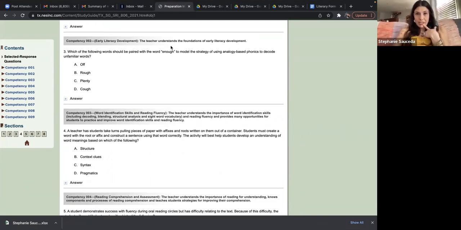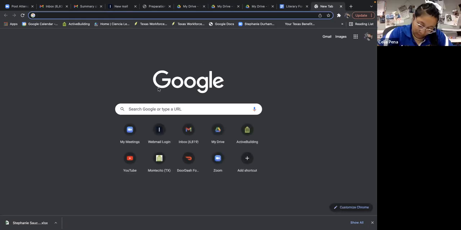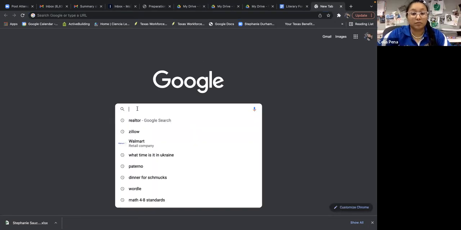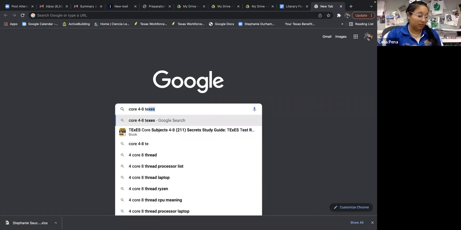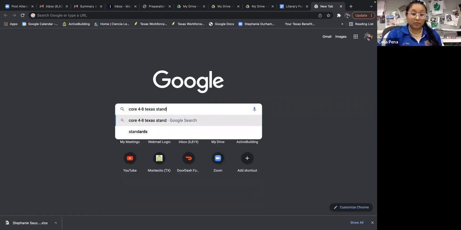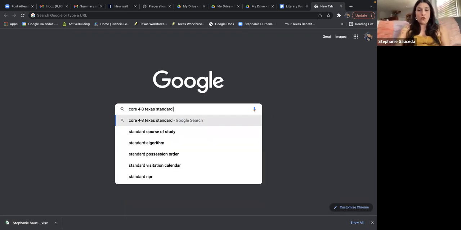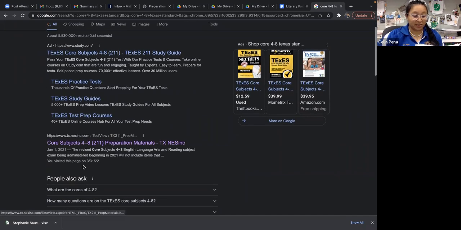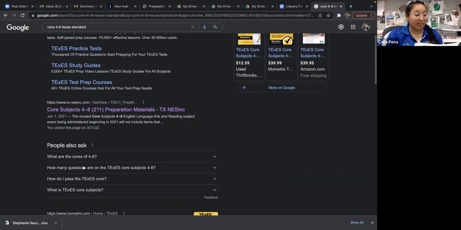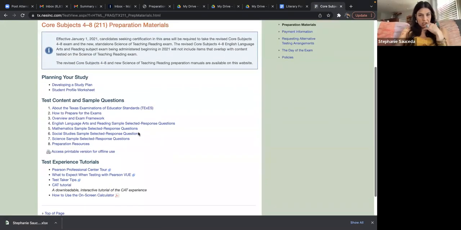Literacy development. The teacher understands the foundations of literacy development. Now, I just really quickly want to see the Core 4 through 8 TEXES standards, because this is just giving us the overarching overview. That's literally the whole competency. Teachers understand foundations of early literacy development. That's it.